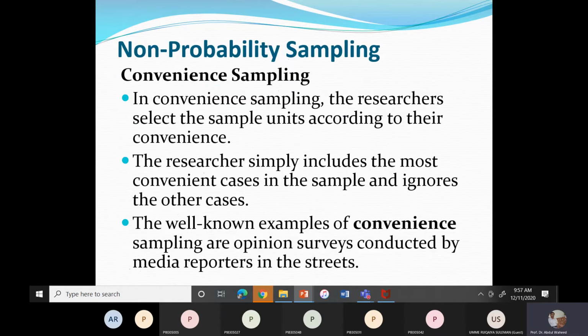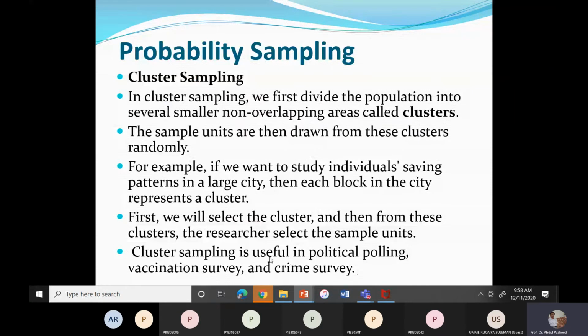The example: cluster sampling is basically useful for political polling, vaccination surveys and crime surveys. Normally, for such types of studies, cluster sampling is used.